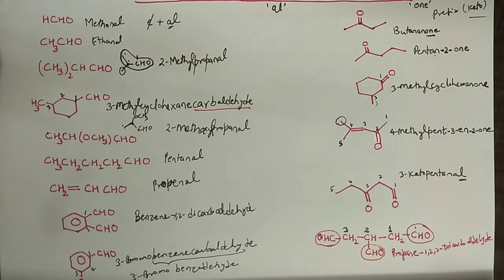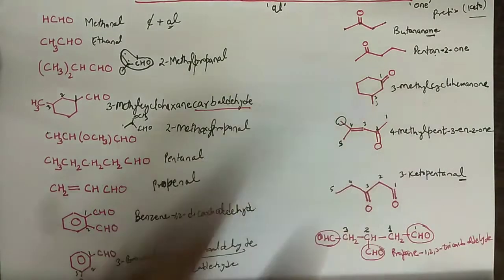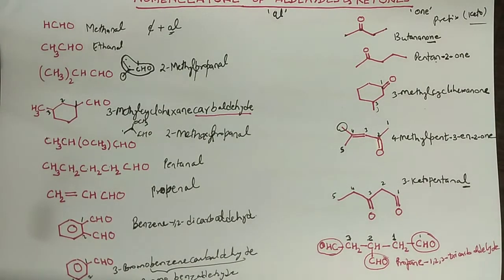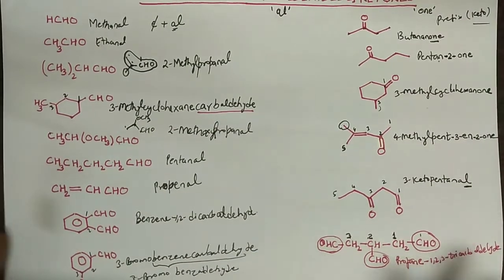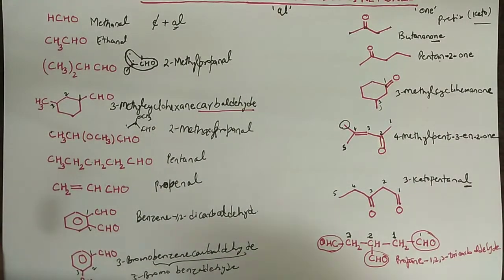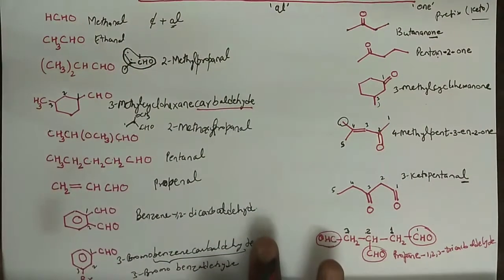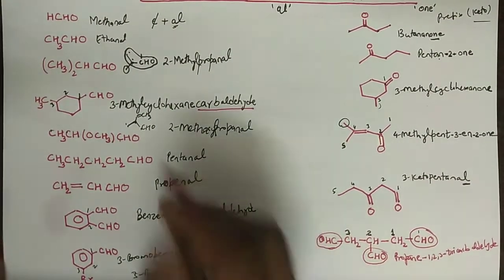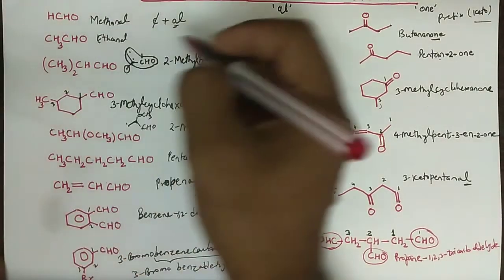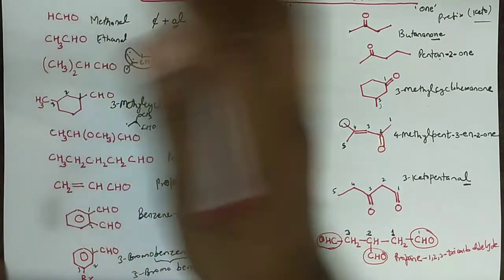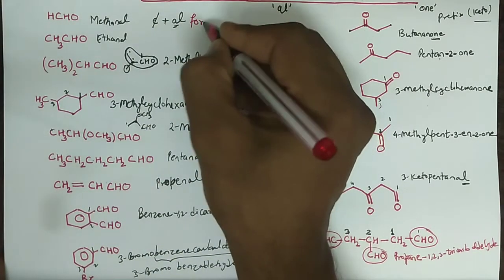And now here is the second aspect of nomenclature, and that aspect is the common nomenclature. Now I am going to tell you the common names for these compounds, which are equally popular as compared to the official names, and sometimes they are more popular than their official names. For example, this compound is officially called methanal, and it is more popular by the name formaldehyde.